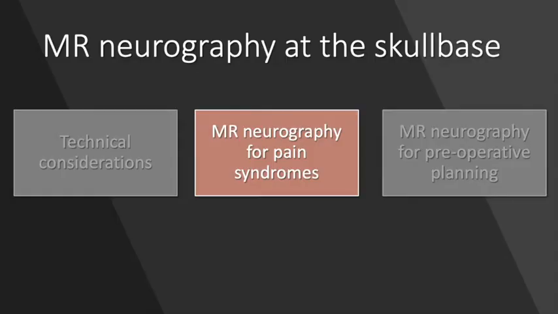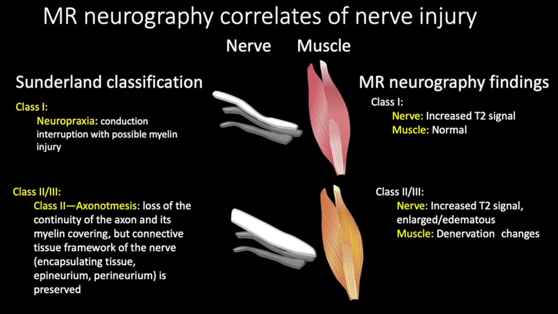So let's talk about how we use MR neurography for pain syndromes. First, you have to understand what nerve injury looks like on MR. The most commonly used classification system is the Sunderland classification, and this has corresponding findings on MR neurography. Class 1 is kind of like a nerve bruise: there's a conduction interruption, there's some myelin injury, but the nerve itself is intact. For this, you'll just see increased T2 signal in the nerve, and the muscle itself will be normal.